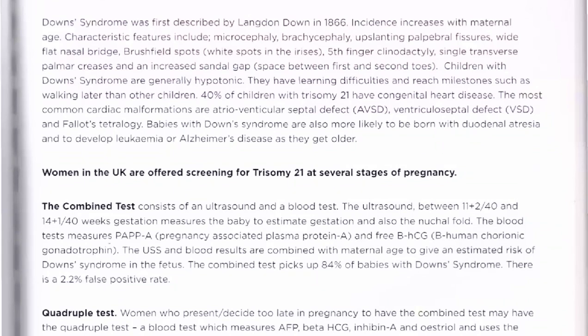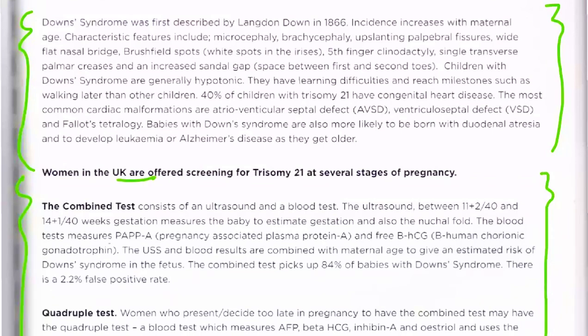Okay. Now, here they have told you about Down syndrome. We all know the features of Down syndrome very well. The main point here is how to do the screening of Down syndrome in the UK. So trisomy 21 screening is done by four methods. The first is the combined test. How will you memorize which test is performed in which week of gestation?